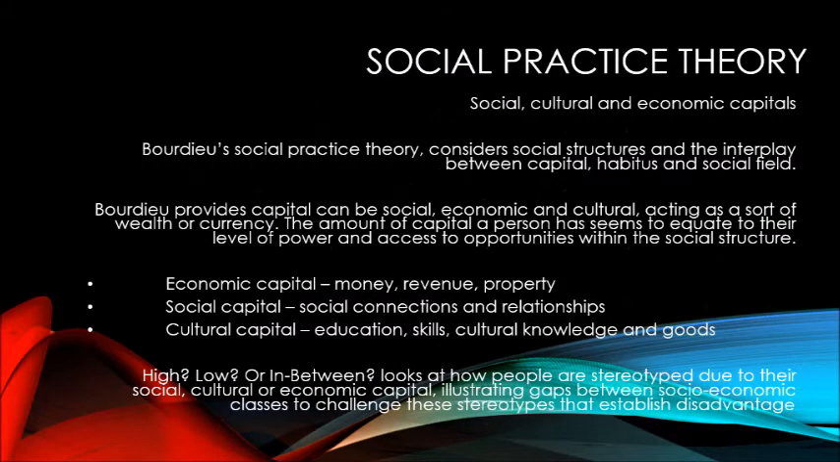Practice theory considers social structures and the interplay between capital, habitus, and social field. Bourdieu provides that capital can be social, economic, and cultural, acting as a sort of wealth or currency. The amount of capital a person has seems to equate to their level of power and access to the opportunities within the social structure. High, low, or in-between looks at how people are stereotyped due to their social, cultural, or economic capital, illustrating gaps between socio-economic classes, to challenge these stereotypes that establish disadvantage.